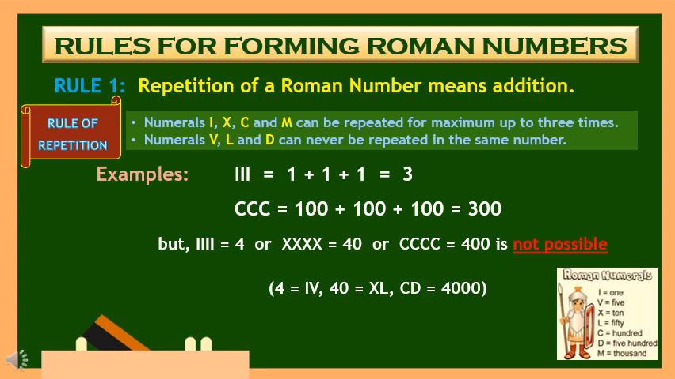But we cannot write IIII as 4 or XXXX as 40 or CCCC as 400. These numbers are not written like this in Roman numerals. In Roman numerals, 4 is written as IV, 40 is written as XL, and 400 is written as CD.